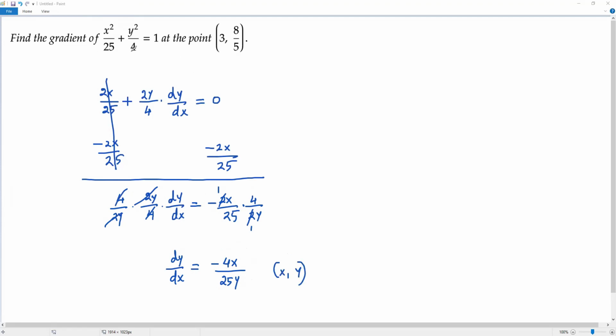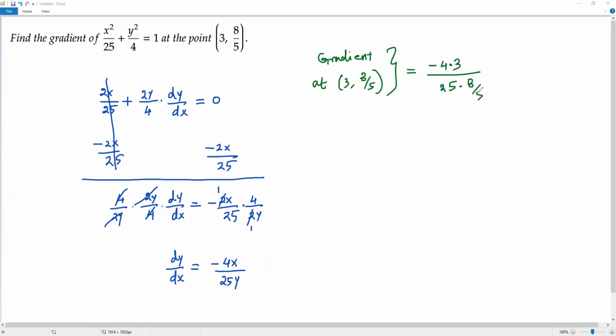But our aim is to get the gradient at the point (3, 8/5). So we have to plug in the x coordinate 3 for x over here, and the y coordinate 8 over 5 for y over here. Okay, now let me do it. So the gradient at the point (3, 8/5) equals, let's plug in the values for x and y, negative 4 times 3 divided by 25 times 8 over 5.